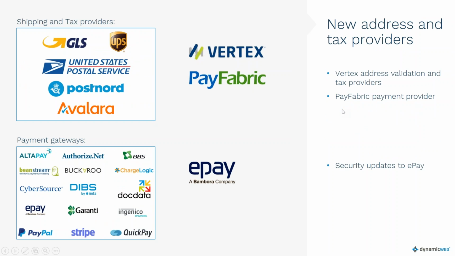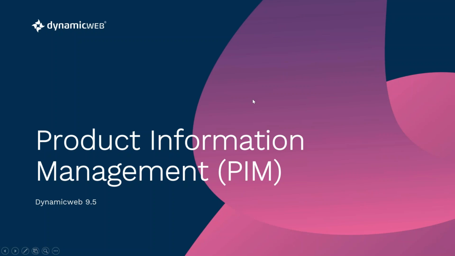Then there are a number of improvements to shipping and tax providers and the payment gateways. Lots of updates, security updates, and a couple of new providers, Vertex and something called PayFabric, which I don't think is totally done yet. So that was the e-commerce, and switching to the PIM, or product information management system. And there's a question more on the view model.